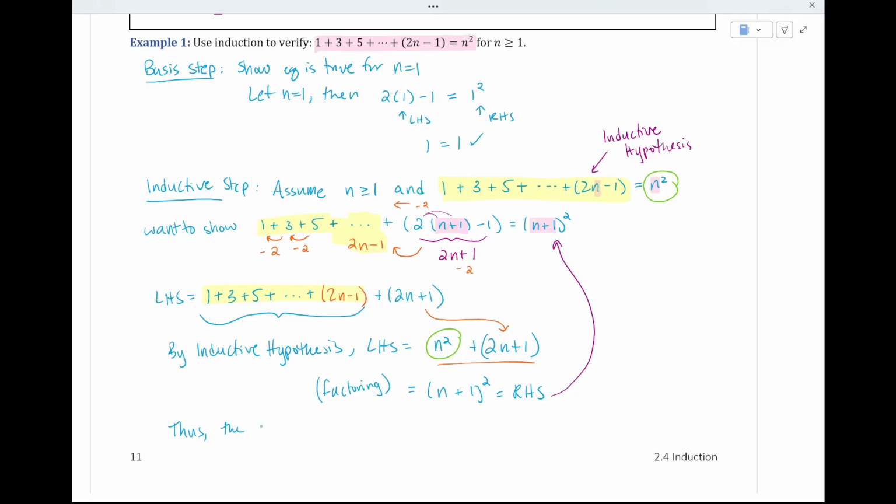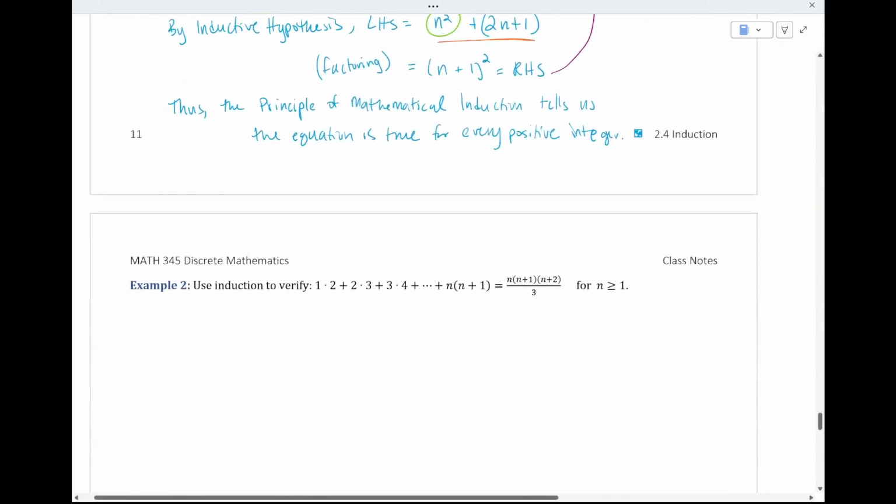Thus, the principle of mathematical induction tells us, I'm not going to write that whole equation again, that the equation is true for every positive integer. And there's my little tombstone, the end of my proof. And that is induction. Basis step, inductive step. The key to the inductive step is to write out what you want to show and then try to find a piece of it in the left-hand side of your inductive hypothesis. So let's do another one.